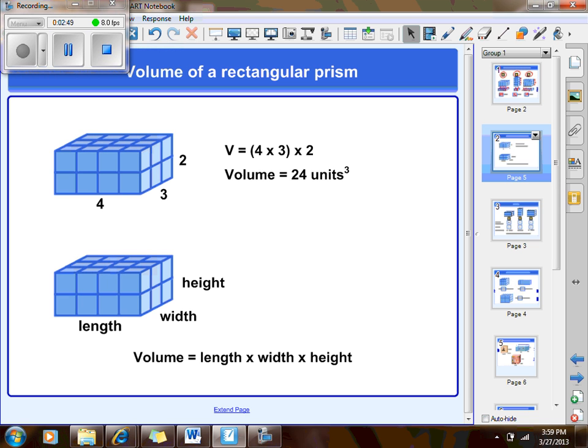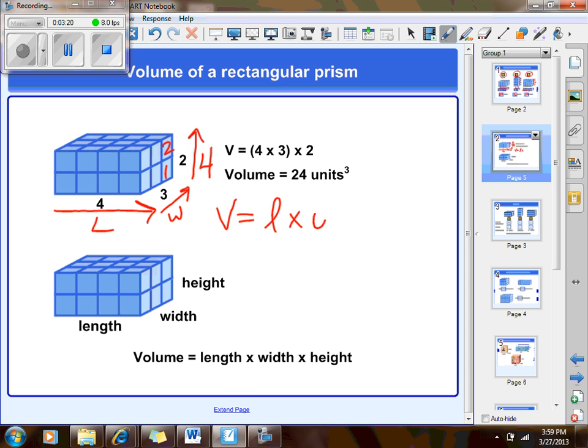What you've noticed is I counted the length of the box of cubes. I counted the width of the box of cubes. And I added one more dimension today. I added the height. I counted how high, 1, 2, do I need to go for my cubes. So my formula for volume equals length times width times height.